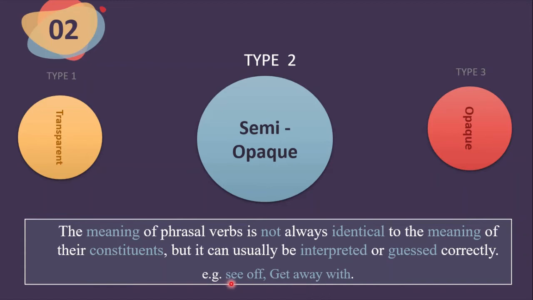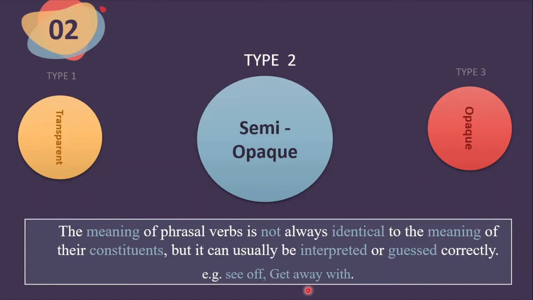So for example, see off, let me give you an example. My parents saw me off at the airport. So here it's equivalent to farewell, like saying goodbye to someone. And what about get away with? We can say, for example, thieves got away with computer equipment worth $30,000. Here it means avoid punishment, and it's guessable somehow. I don't know, it's for me at least. It's not just for me, to be honest.